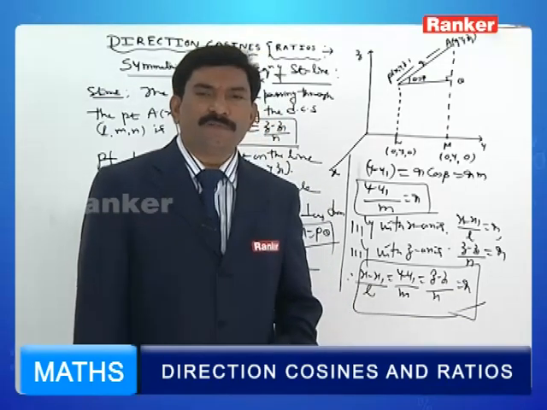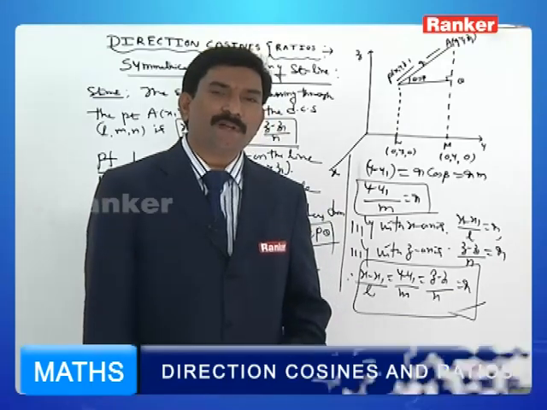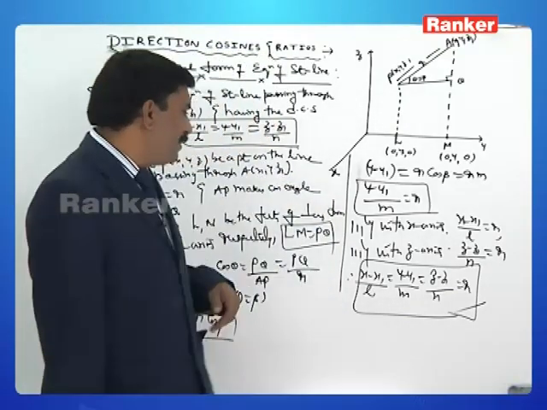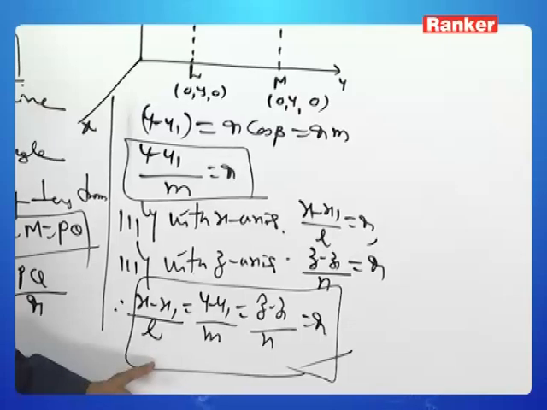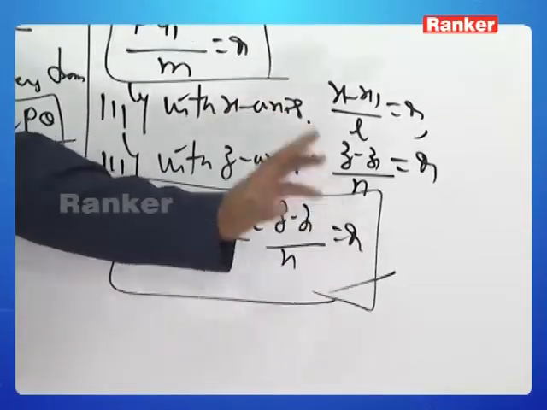So therefore, the symmetrical form of the equation of the straight line passing through the point A of x1, y1, z1 and having the DCs L, M, N is given by x minus x1 by L, y minus y1 by M, z minus z1 by N is equal to R.